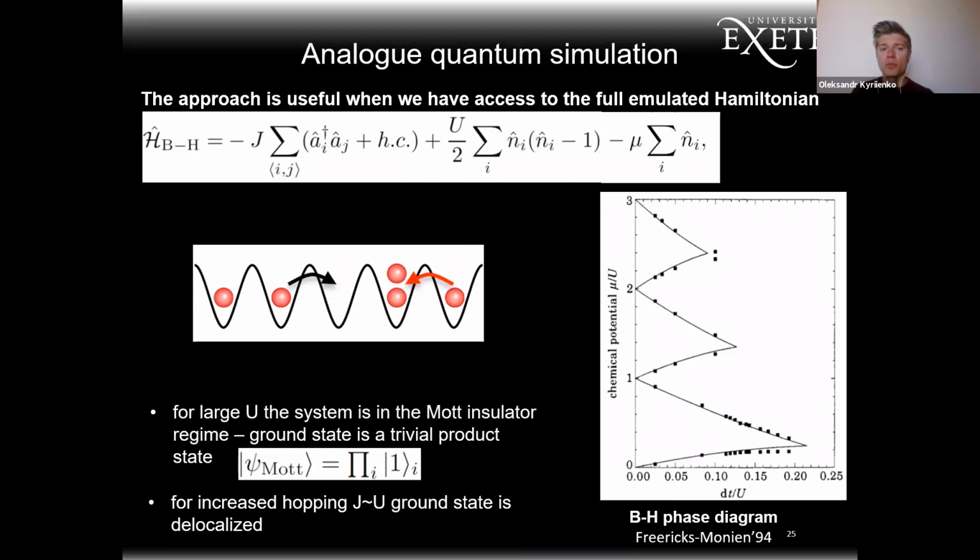But if U is small and tunneling dominates, you have a delocalized ground state. The transition between the two is what you study here as a function of the chemical potential mu and the ratio between tunneling and U. If you are in the Mott insulator region, you just have equal filling, so one atom at each site.